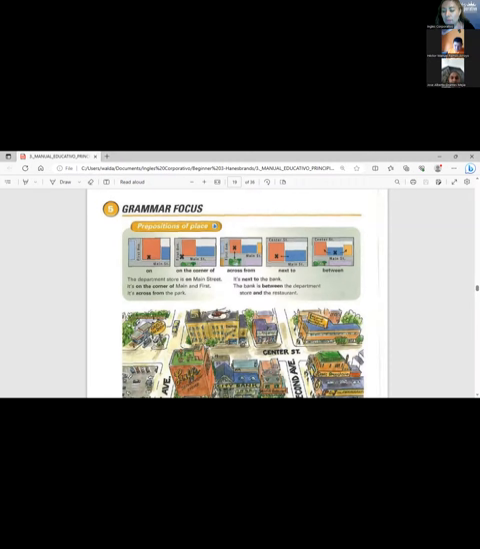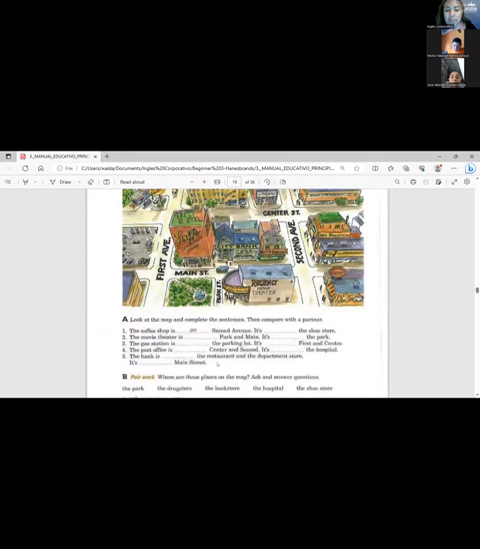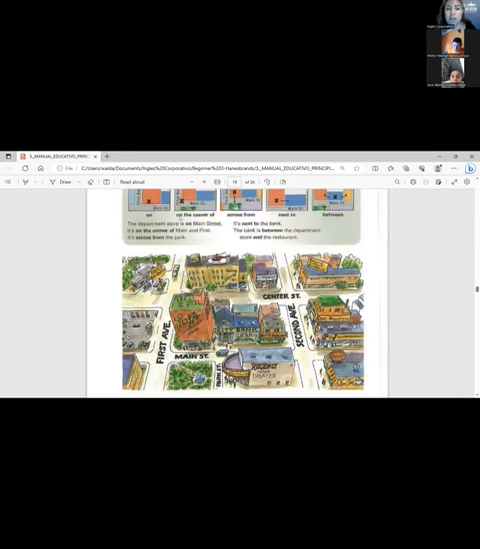And so now what you have to do is look at this picture of a town or city. And according to this, complete the exercises here using the vocabulary that we have learned here, using on the corner of, across from, next to, and between. Okay. Any questions? No. Okay, all right, go for it then.